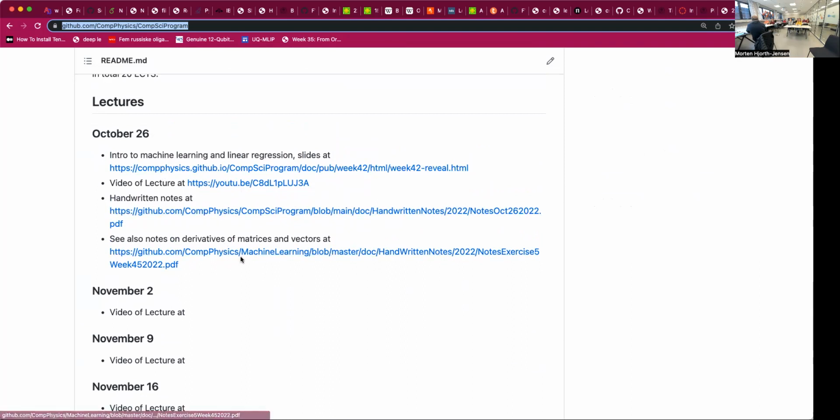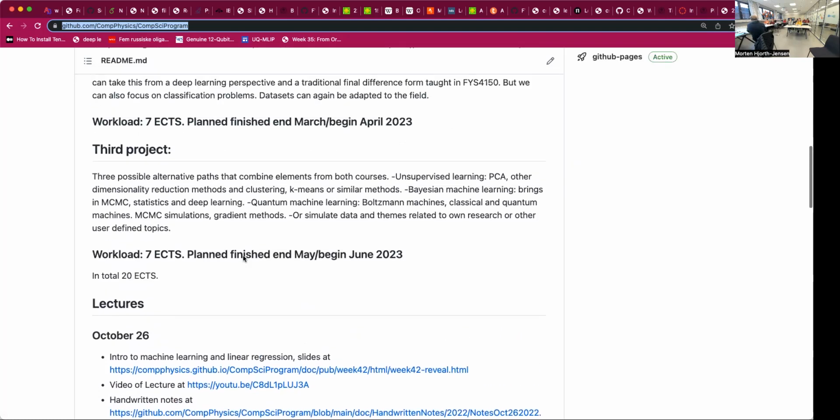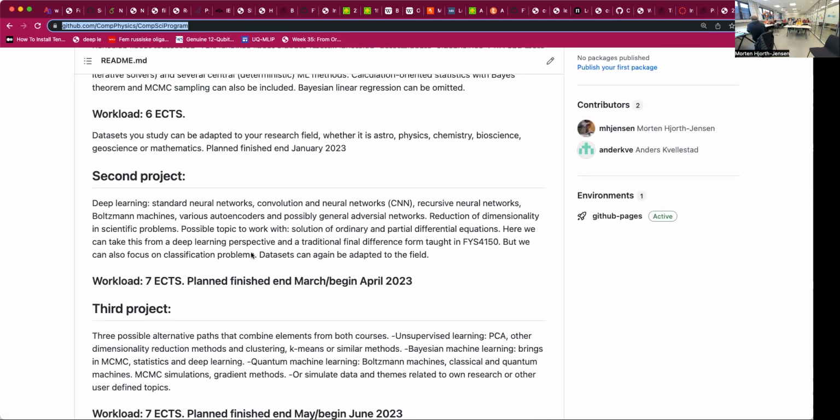And last week, one of the things we did was also to discuss how to calculate derivatives of matrices and vectors in terms of vectors and matrices. And this is very handy when we want to calculate the gradients of what we call the cost function or the loss function.